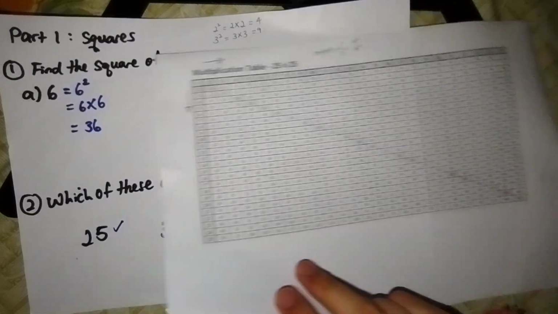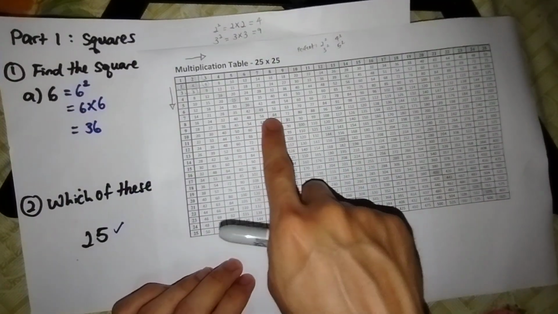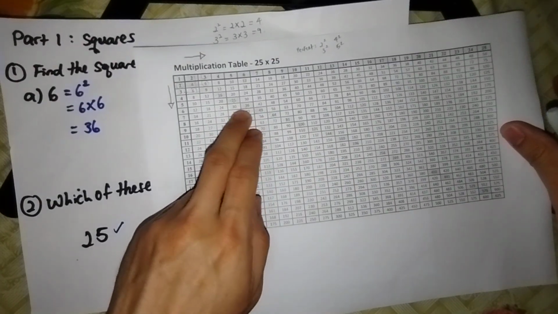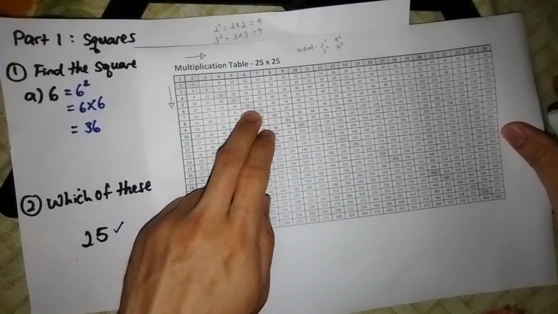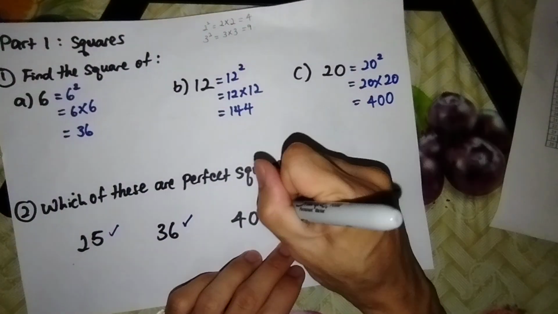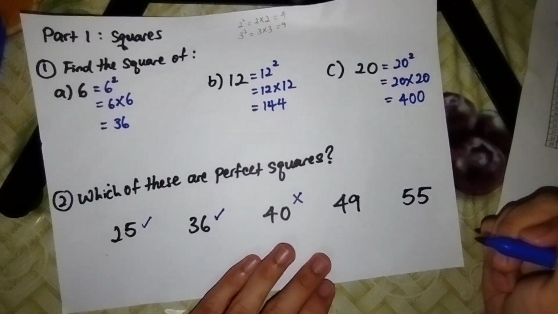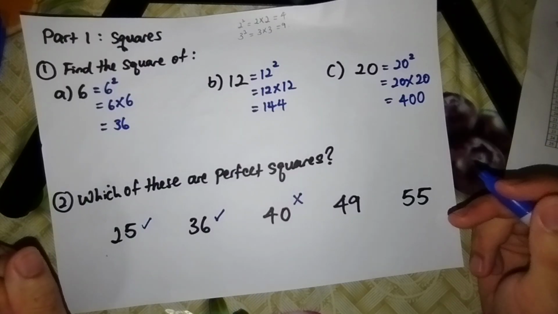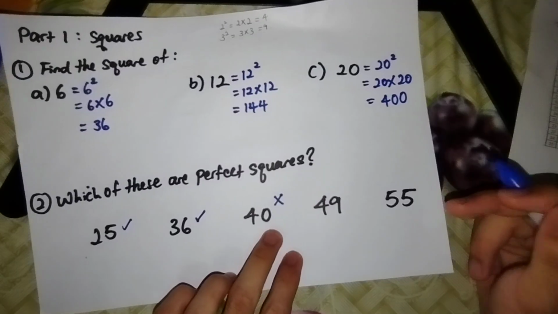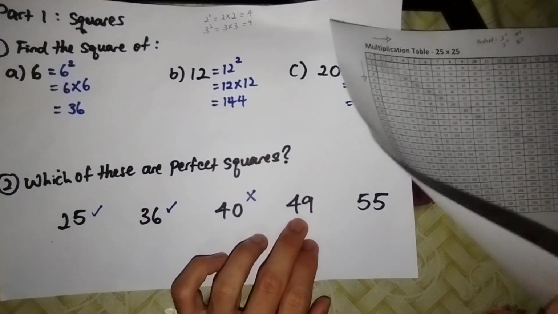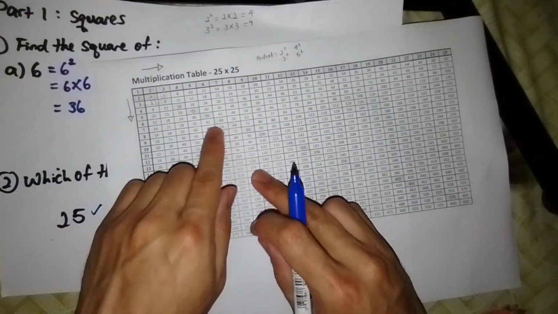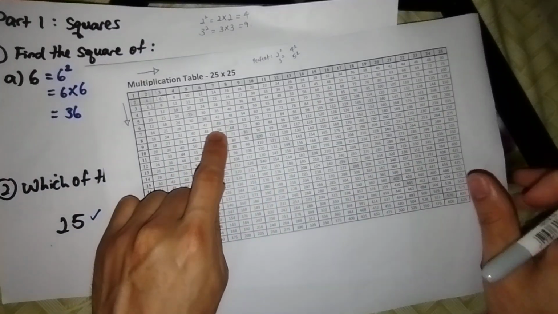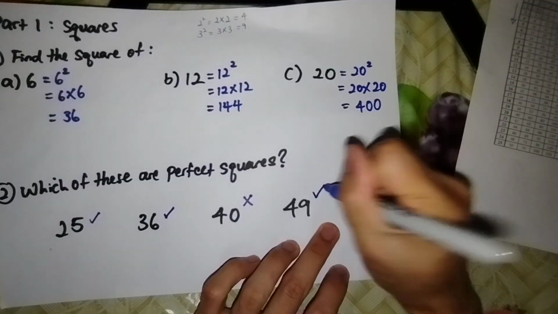And 40, can you find 40 here? No, we don't. Between them are 36 and 49. There is no 40. So this isn't a perfect square, because we cannot find a basic number that can multiply itself to return 40. And then we have 49. If you look at the table here, we have 7 times 7. So yes, it is a perfect square.